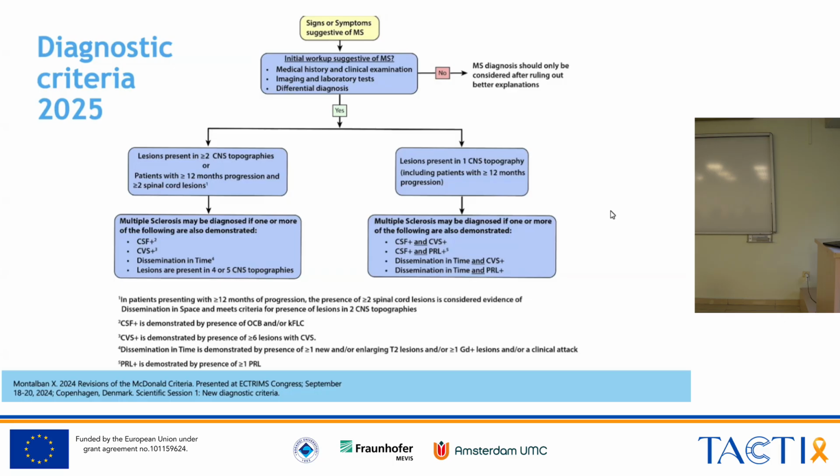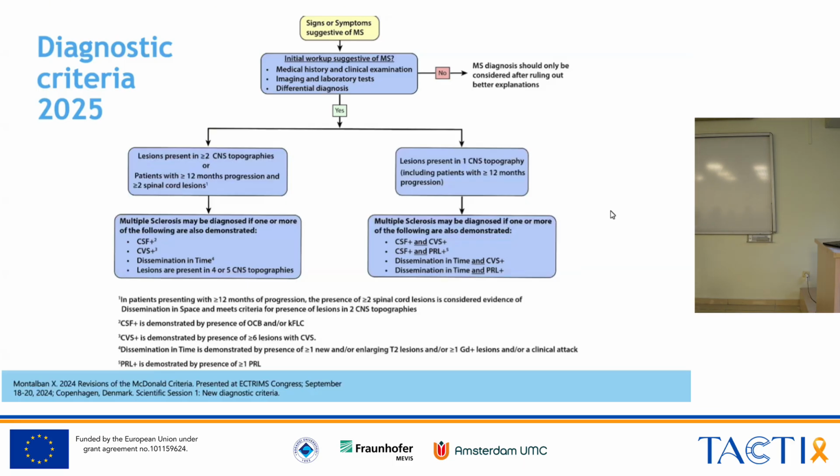And then if you also have dissemination in time, or positive biomarkers in the CSF, or a central vein sign, or lesions present in all areas, then you have a proven diagnosis of MS. This is a more difficult and challenging one. I'm still not able to explain fully, but this also makes it possible to diagnose MS if you have lesions in only one area. So that is new.